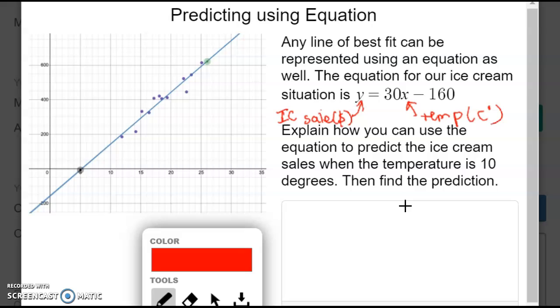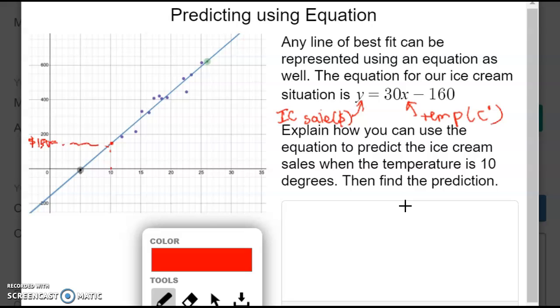Okay, so explain how you can use the equation to predict the ice cream sale when the temperature is 10 degrees. If I was to just look at the graph, I will go to 10 degrees and find here, and then find this point, and I would say, okay, so at 10 degrees Celsius, I would expect to have approximately $150.